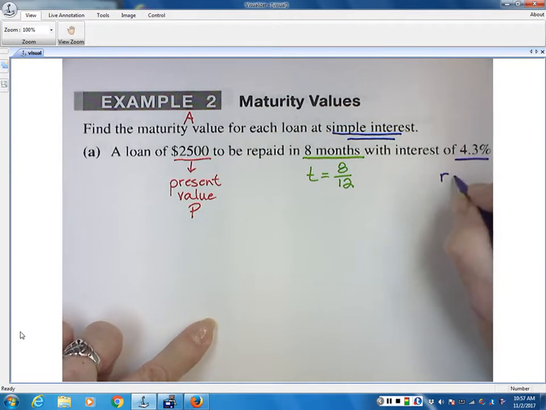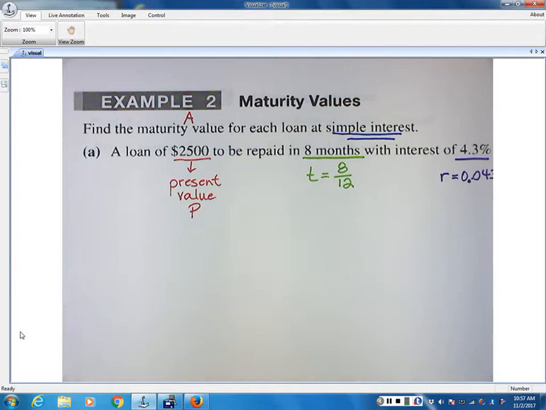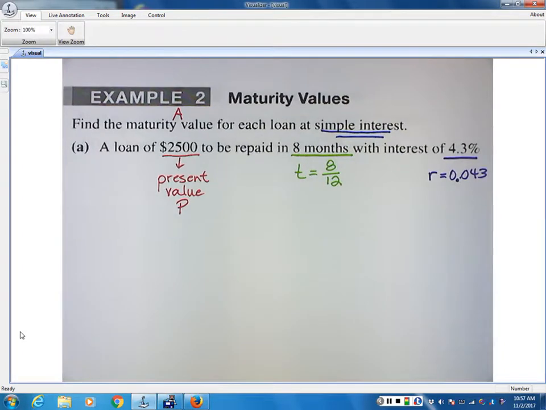the value of R is 0.043. Don't forget how to change your percentages into a decimal, and that's part of the skills review. That's part of your chapter. Places to the left, right? You just move it 2 places to the left. But if you don't remember that, you need to practice that, and then you're going to need to do the skills review homework to get yourself into that habit.